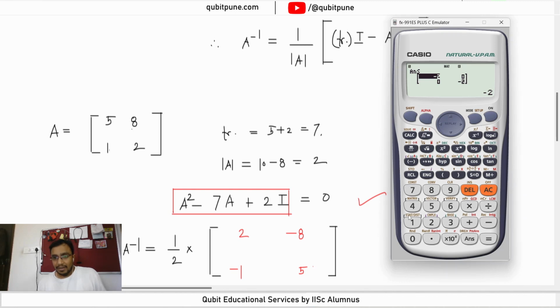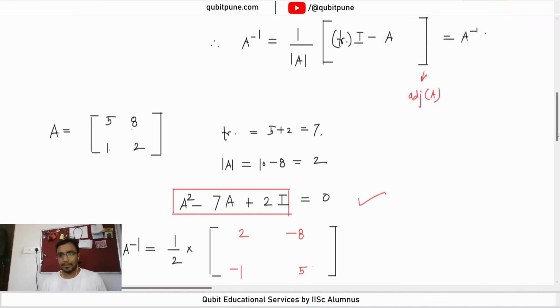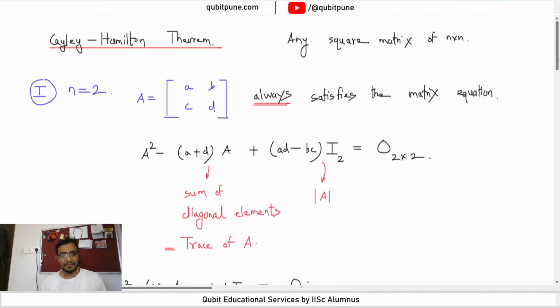Now let's find the inverse of the matrix A. 1, 4, negative half, 2.5. Is that right? Yes. Absorb 1 upon 2 inside, bring in scalar multiplication. So 1, negative 4, negative 1 upon 2, 2.5. Okay, so we have verified that. So don't forget this equation. It's a useful thing to know for 2 by 2 matrices.